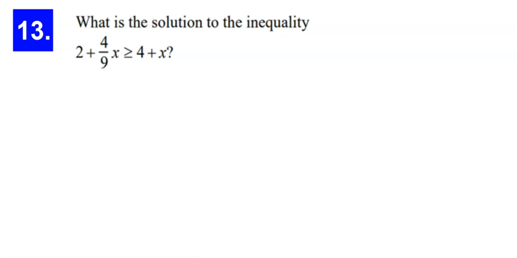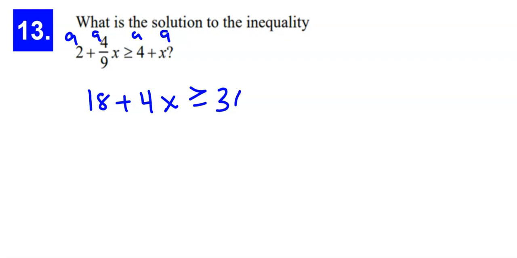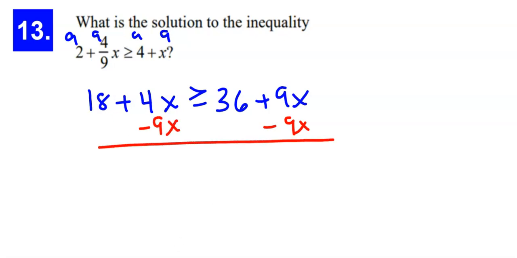Let's solve this inequality here. You could subtract 4/9 x from both sides. You could also subtract x from both sides. Or you could multiply everybody by 9 so you no longer have any fractions. 18 plus 4x is greater than or equal to 36 plus 9x. Now I'm going to subtract 9x from both sides because I like my x's on the left. 18 minus 5x is greater than or equal to 36.